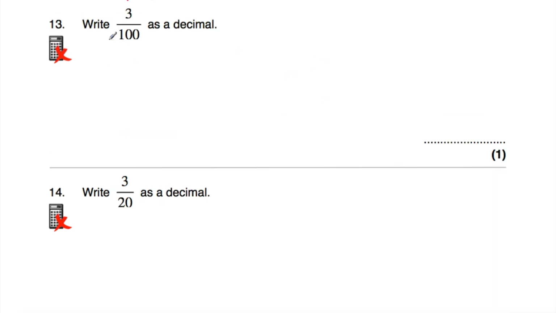Okay, let's look at our next question, question number 13. Question number 13 says to write 3 hundredths as a decimal. We could write it as we said, 3 hundredths. So it's going to be no units, no tenths, and then 3 hundredths. So it would be 0.03, 3 hundredths. So 3 over 100 as a decimal would be 0.03. And that's it, just writing it as we said.